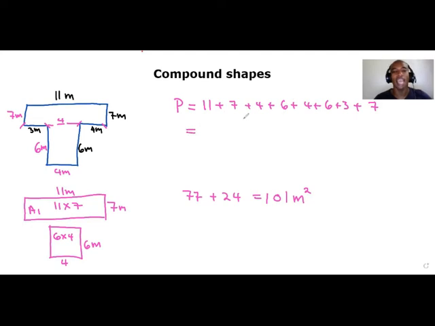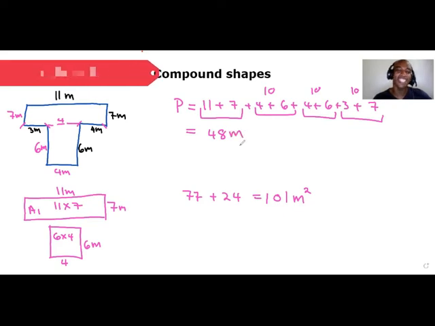If I add all these, I get my perimeter. So let's see how I could break this down. If I group these 2, I'm getting 10. If I group these 2, I'm getting 10 again. Oh, look at that. If I group these 2, I'm getting 10. Oh, that's how easy that makes my life. So 10 plus 10 plus 10 is 30. And these 2 give me 18. So 30 plus 18 is 48. 48 meters. That's my perimeter.